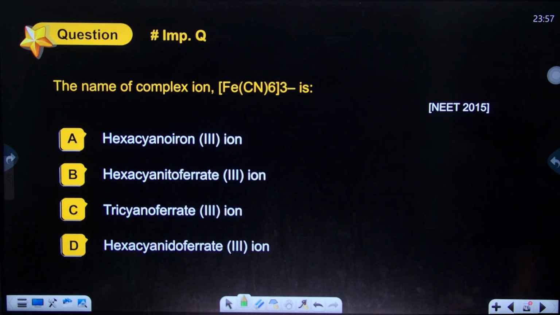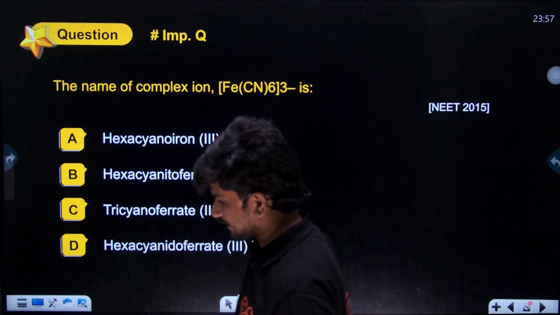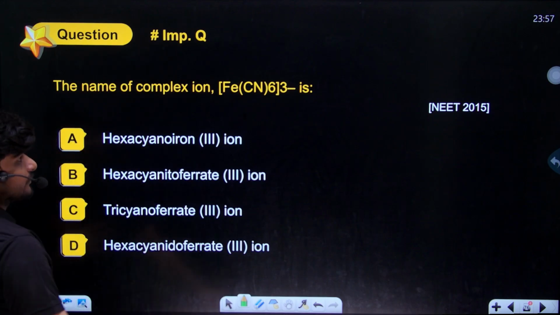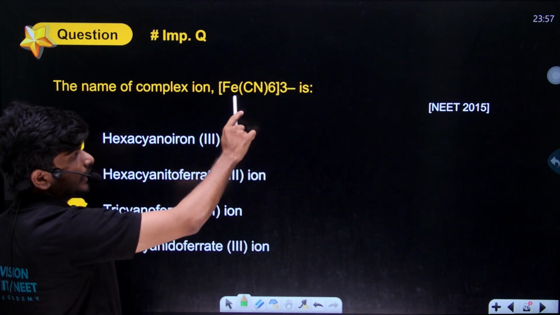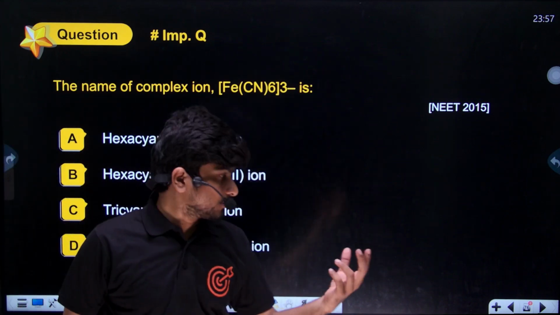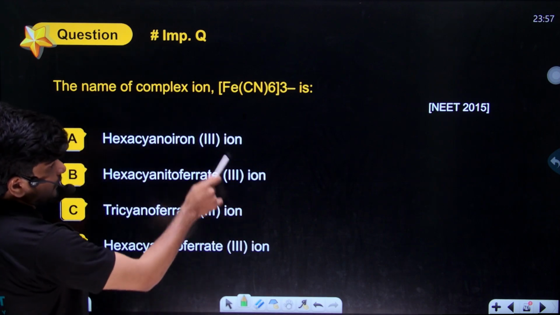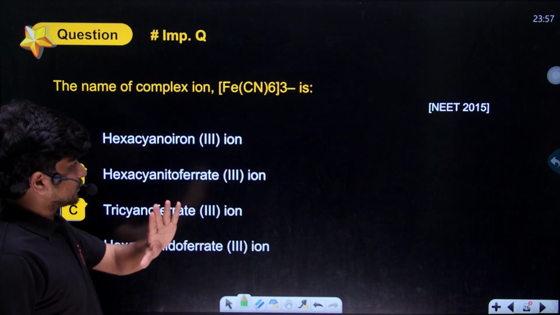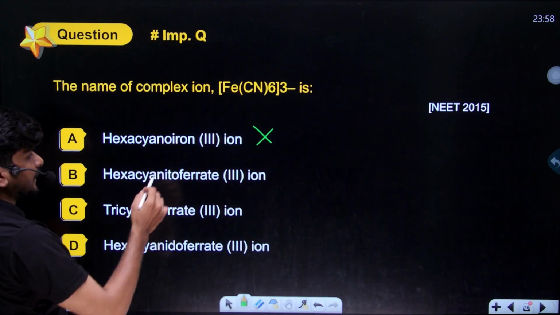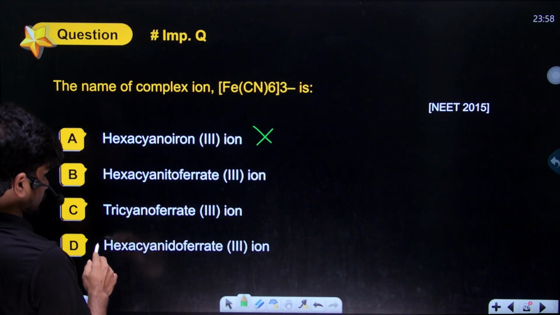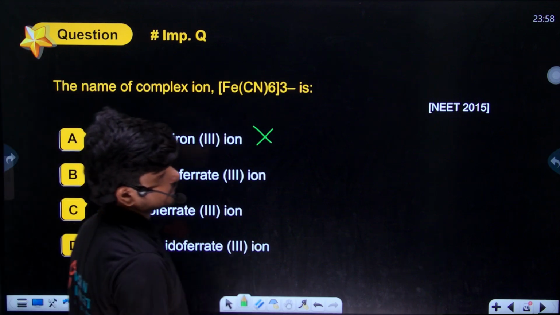Next, the name of the complex ion Fe(CN)6 3-. So you have CN, Fe, already you have ferrate because this is an anionic part. You have 3 in the last part. So identify, everything has 3, everything has ferrate. This is chlorine, okay, this is not there. Iron is given. Next, hexacyanide. Hexacyanide. So D is your answer.